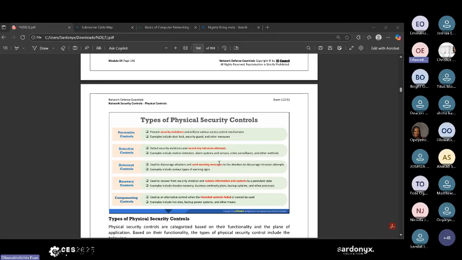We have detective controls. That means you are detecting a violation. Examples are motion detectors and alarm systems. That means they are detecting if there is a violation. We have video surveillance and other methods.